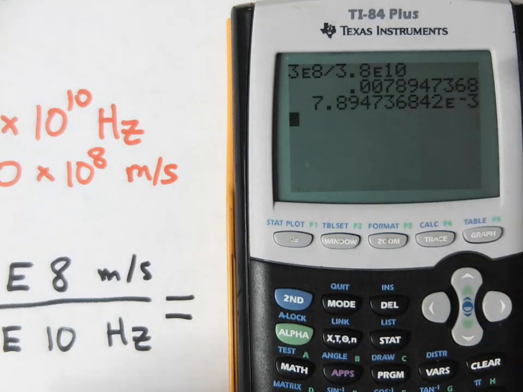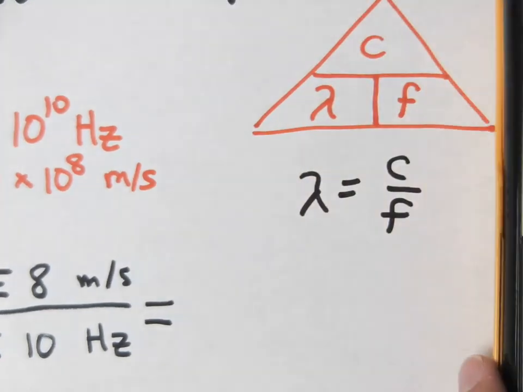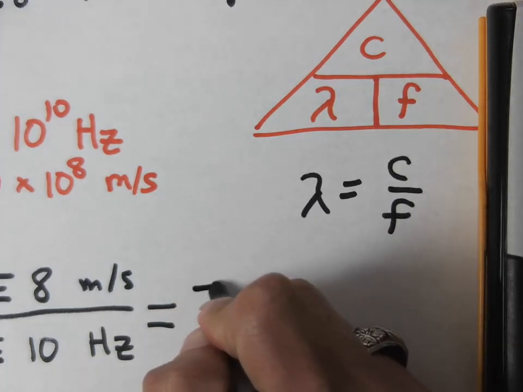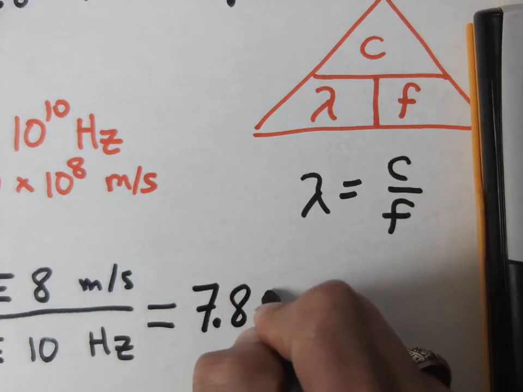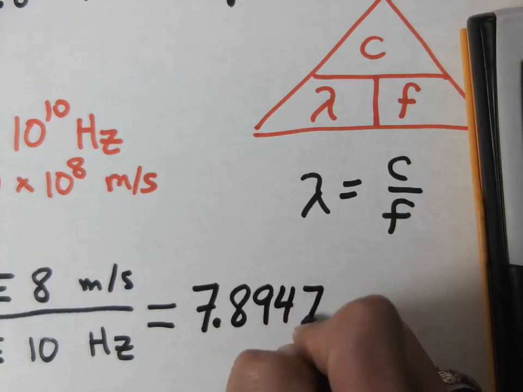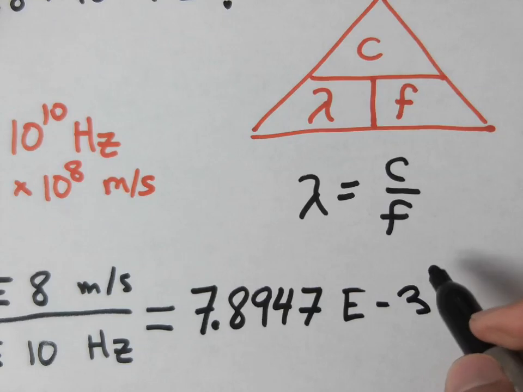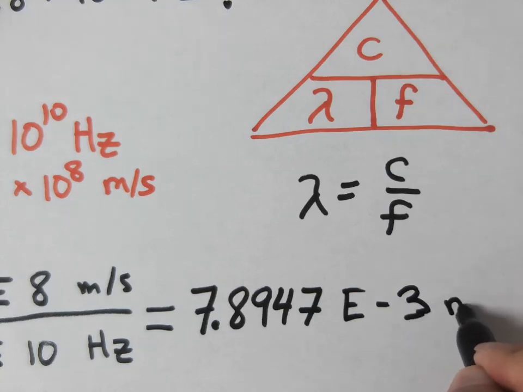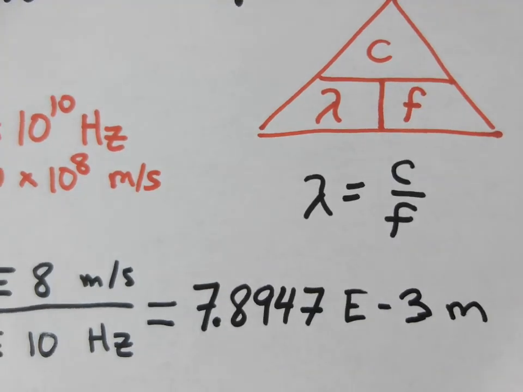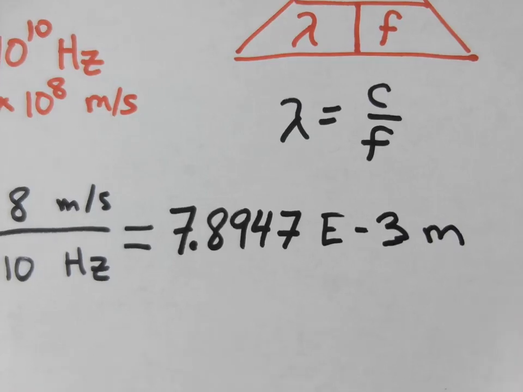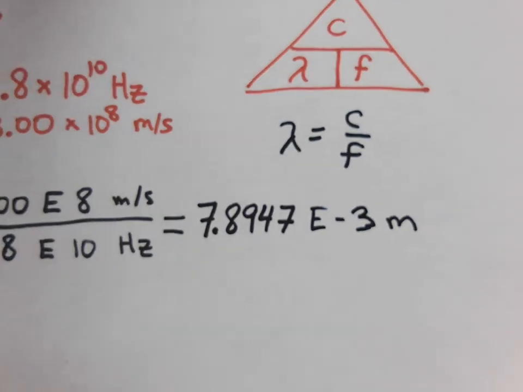And you get 7.8947 E negative 3, and the wavelength unit is meters. Now we have to remember significant figures.